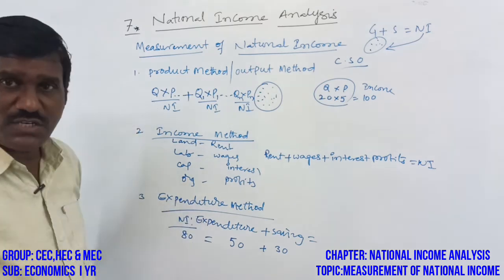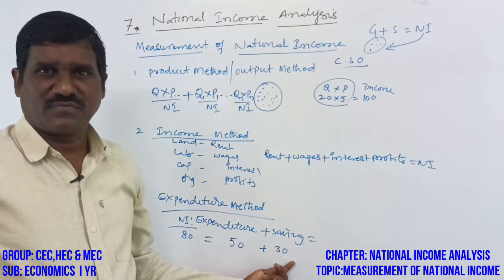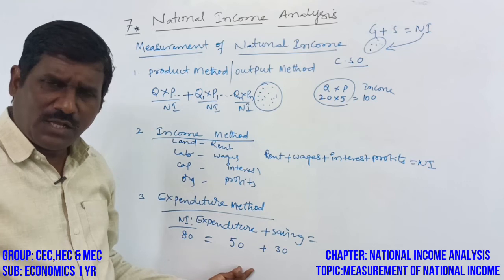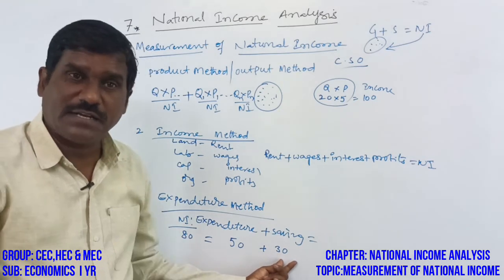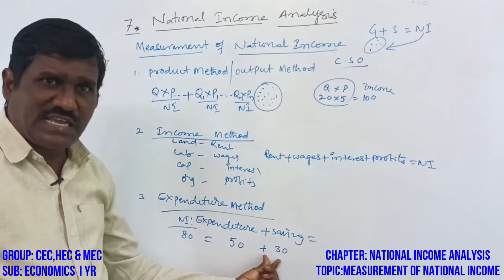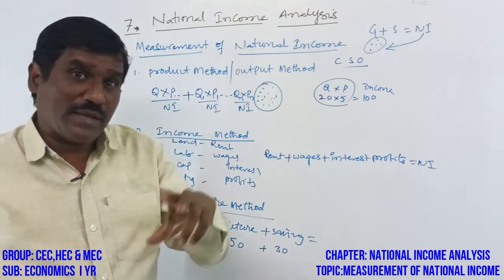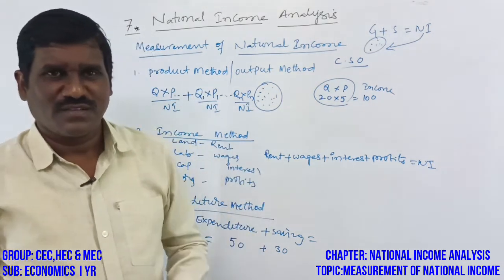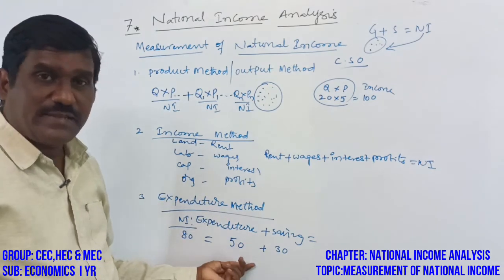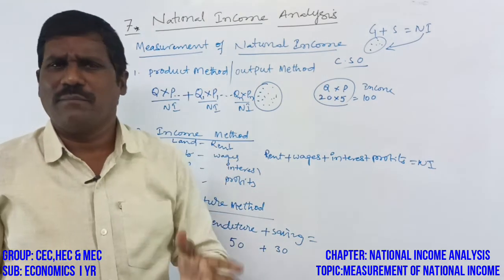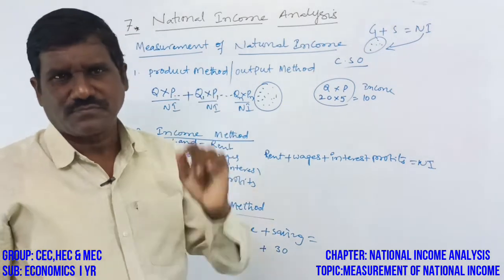How can we obtain the national income? By adding the total expenditure and saving. What is the total expenditure of the total population of the country, and what is the saving of the total population of the country? When we add this expenditure and saving, we get the national income. So this is also one of the ways of measuring national income. So these three are the main important measuring methods of national income in India.